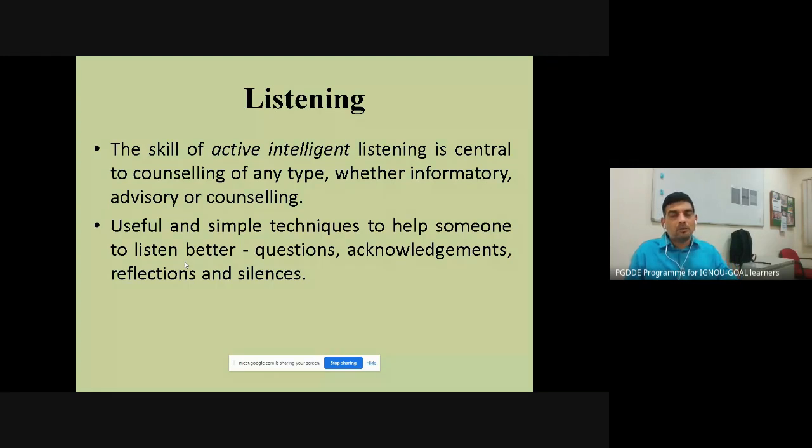In any kind of information, advisory or counseling, listening is most important, I think the most important part of any counseling. Questions, acknowledgement, reflections, and silences, these are the things one has to adopt as a counselor and as a good listener also. If you are listening, you should ask relevant questions, acknowledge the person who is talking, then offer reflections and appreciations also. These are the things that will definitely help anyone to be a good listener.